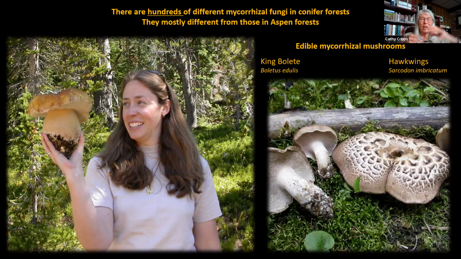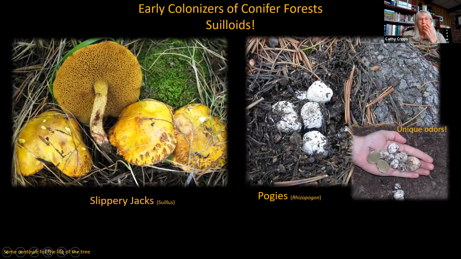So once again, we see patterns with different kinds of forests, as well as those seasonal patterns and age of tree patterns. Those kinds of patterns are what I'm trying to get across. And this is worth taking a closer look at. The early colonizers of conifer forests are different from those in aspen forest. Some of those are the same, such as some of those weedy species I showed you. But these you will not find with aspen.